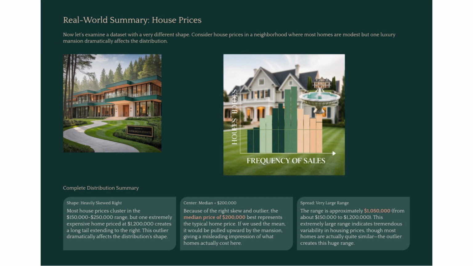Now look at a different example. House prices. Most are around 200,000, but there's one mansion at $1 million. The distribution is highly skewed right. We would say the distribution of house prices is skewed right due to an outlier. The median price of 200,000 is the most accurate center. The very large range shows high variability in the market.